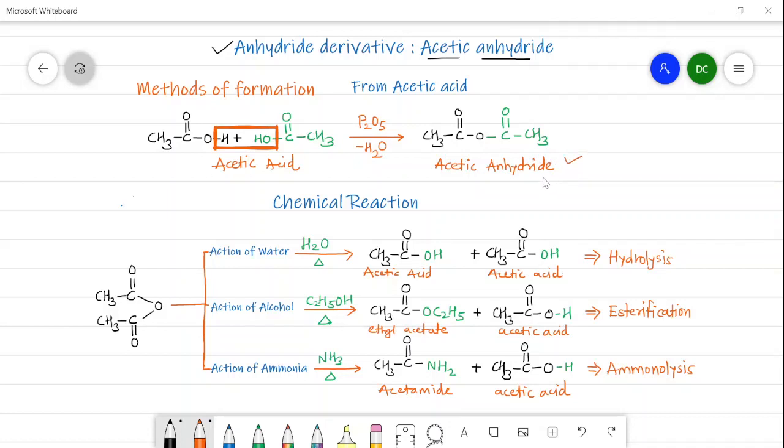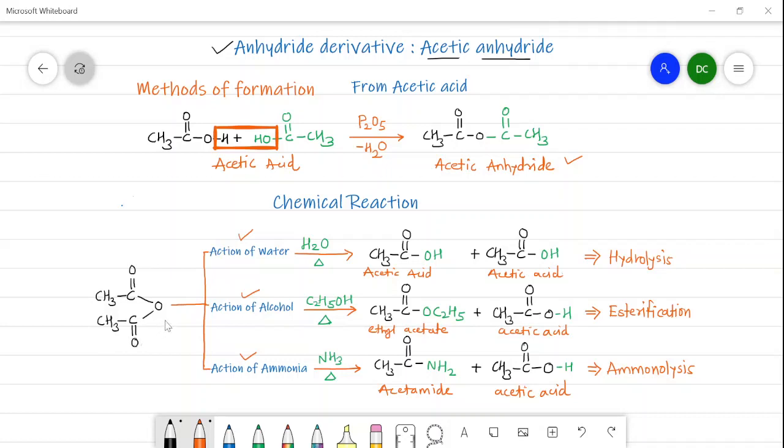So this is the simplest reaction, just the combination or reaction of two molecules of acetic acid in presence of P2O5. Now the chemical reactions of acetic anhydride. Action of water once again, action of alcohol and action of ammonia. All the three reactions that we have seen in the acid halide, similar reactions are exhibited by acetic anhydride also.